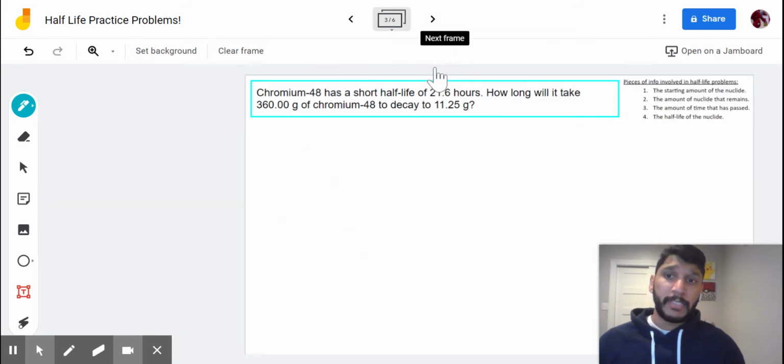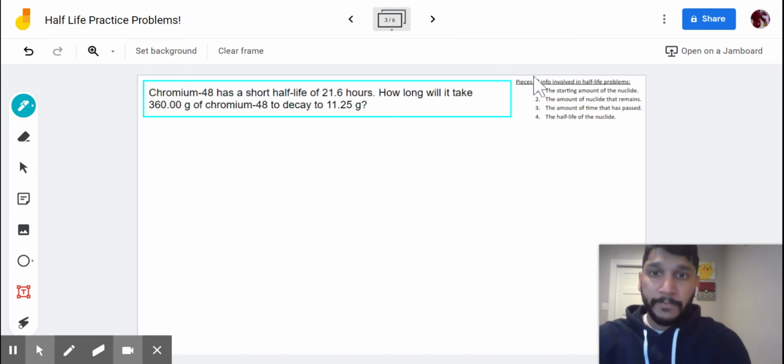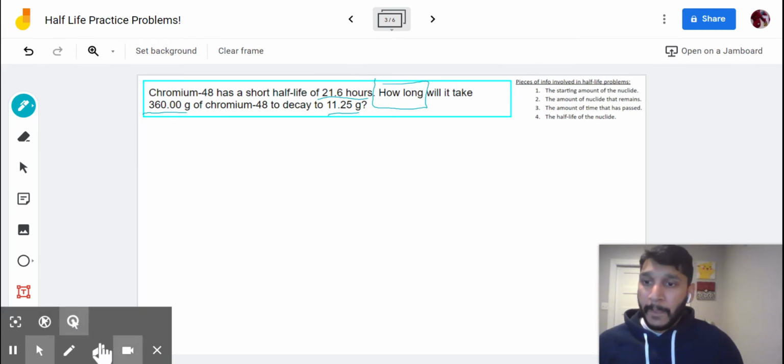All right, let's try a second one, so let's jump over to example number 2. Chromium-48 has a short half-life of 21.6 hours. How long will it take 360 grams of chromium-48 to decay to 11.25 grams? All right, let's underline our numbers here. We've got that, that, and that. And what we're looking for is how long. How long is this going to take?